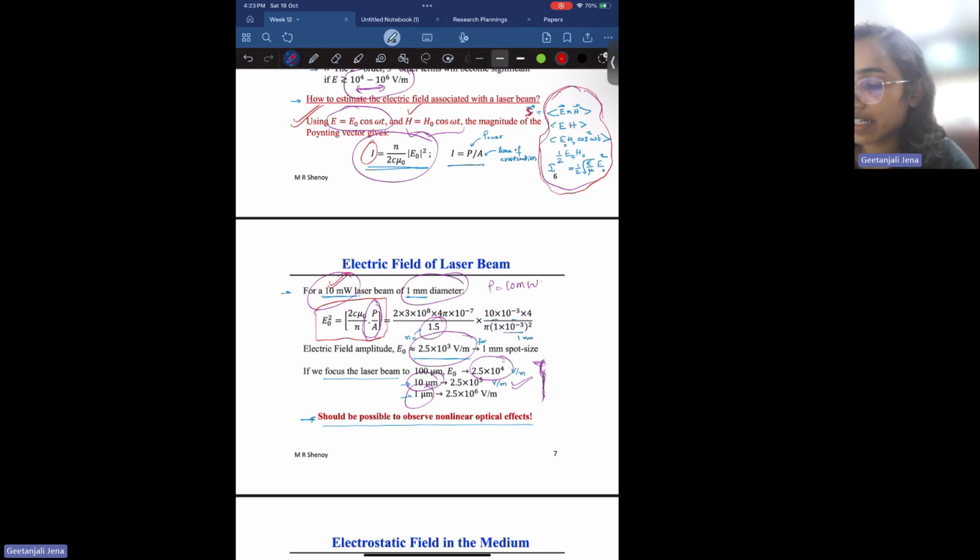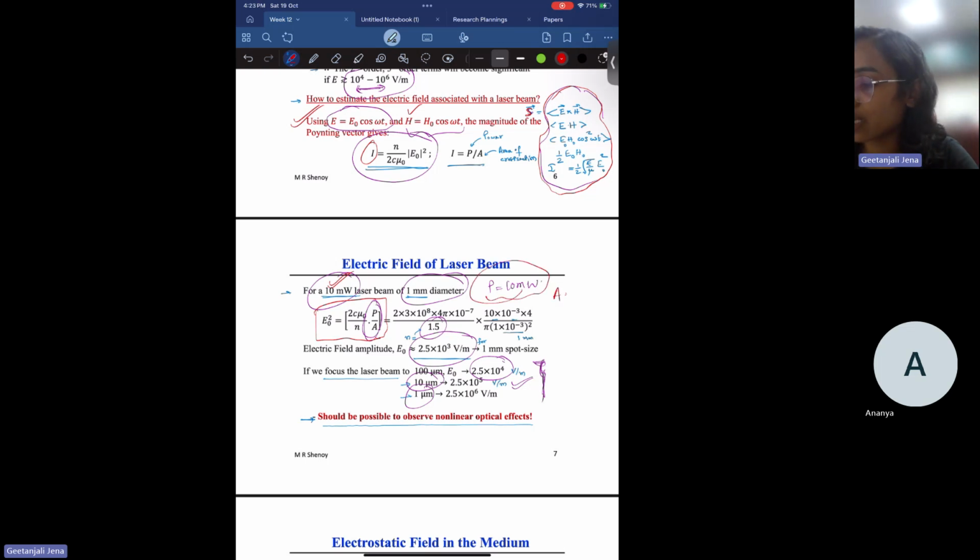And if you take one example to find out what is the electric field associated with the laser, let us take a 10 milliwatt laser beam of diameter 1 millimeter. Then E0 square you can write as 2 into c, which you already know is 3 into 10 to the 8 meter per second, mu 0 is 4 pi into 10 to the minus 7, and n is 1.5. So if you put in the values of P and A, then you can easily see the electric field is on the order of 2.5 into 10 to the 3 for a 1 millimeter spot size.